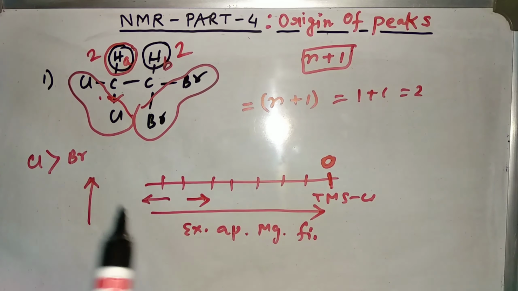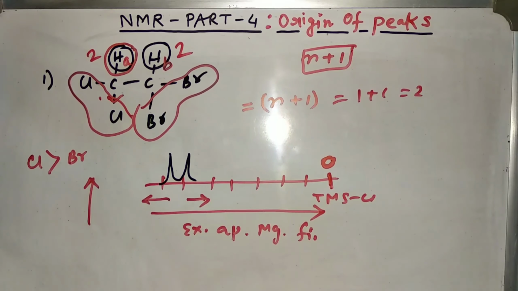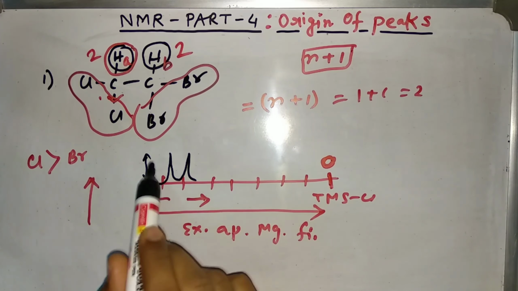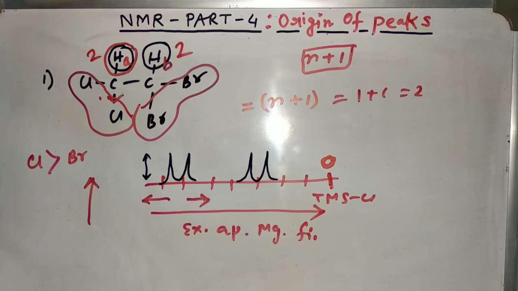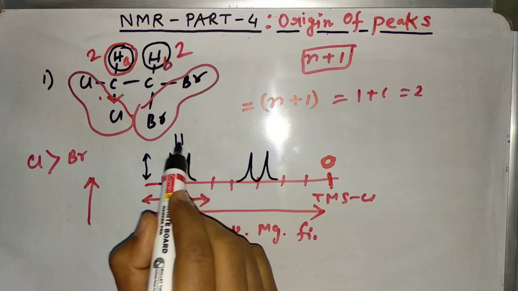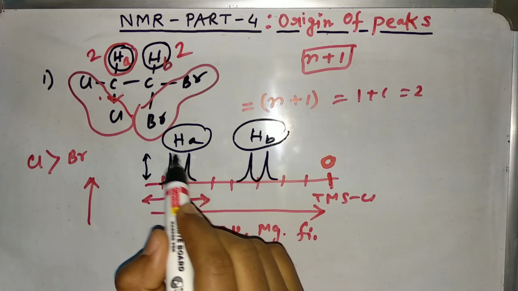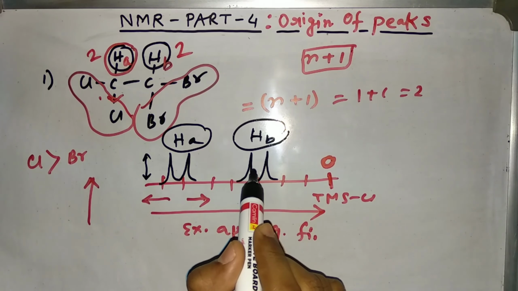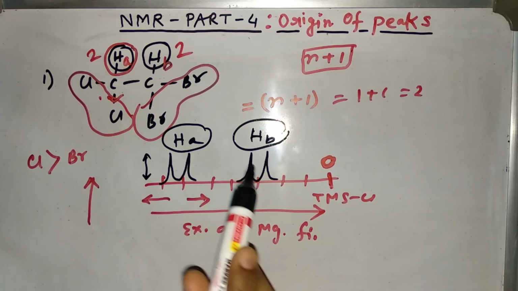So this will give 2 peaks. I will consider the height a little bit later. I'm just giving the height here, and here also 2 peaks. So this will be for HA, and this will be for HB. Don't forget to mark them with HA or HB, because you should mark what kind of protons they are.